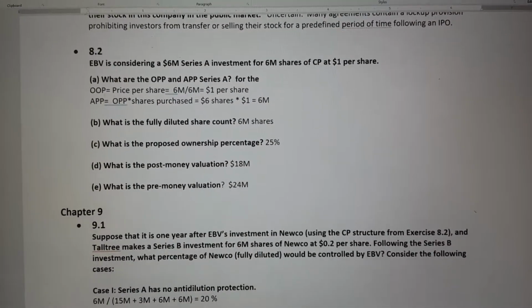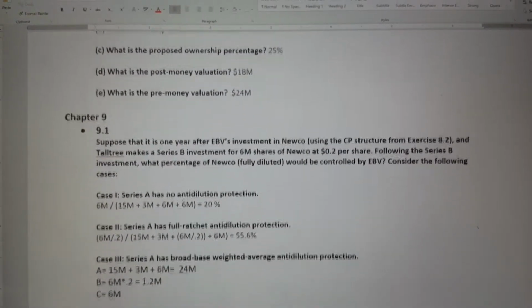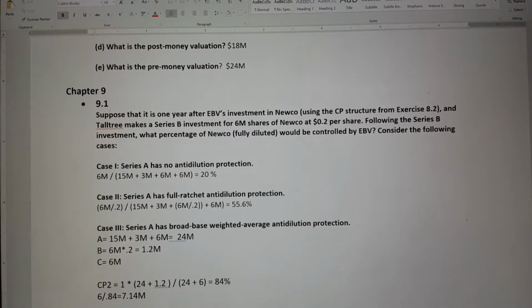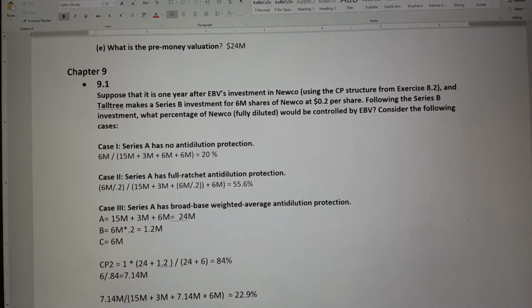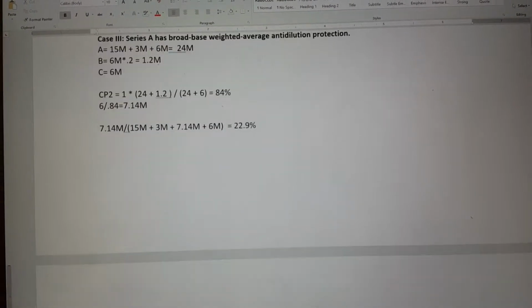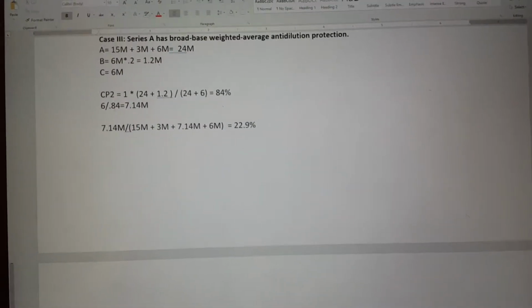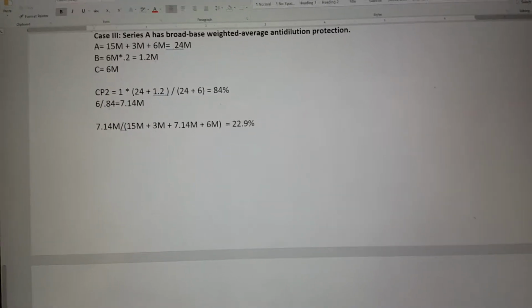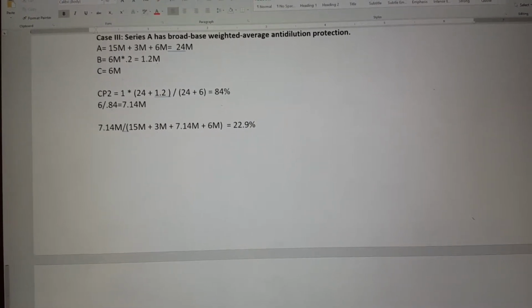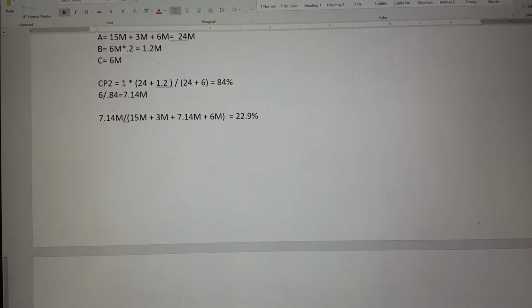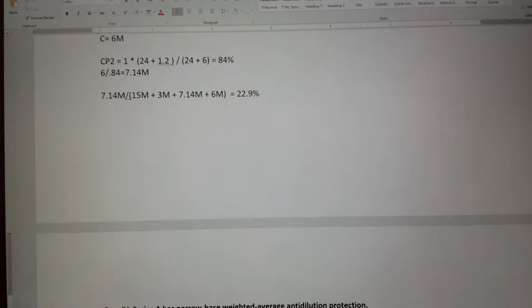Moving along to chapter 9, question 9.1. Case 1, anti-dilution, is 20%. Case 2 is 55.6%. Case 3 is 1 times A plus B over A plus C. That gives us 84%. From there, we plug the numbers into the formula to end up with 22.9%.